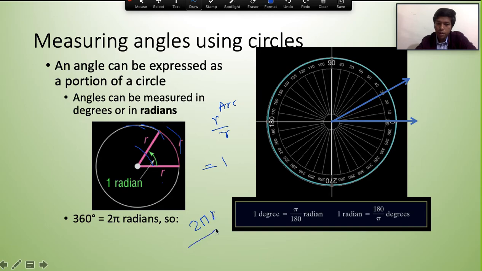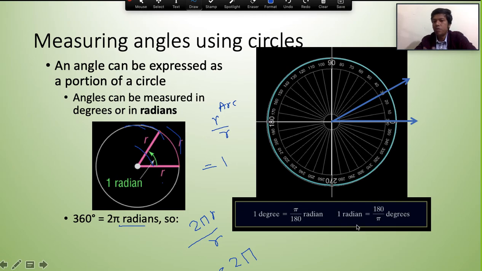Okay, good idea. Then divide it by the radius of the circle. The radius is r, so what do we have here? We have 2 pi radians. This is how we have a total of 2 pi radians inside a circle. So 2 pi radians is the total in terms of radians, but the same thing in terms of degrees is 360 degrees. That's why 360 degrees equals 2 pi radians.